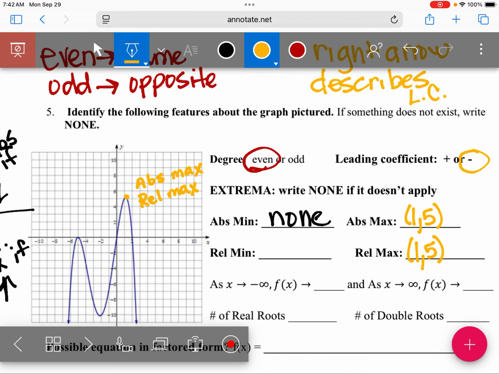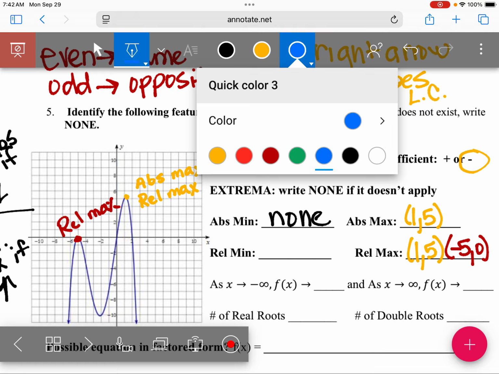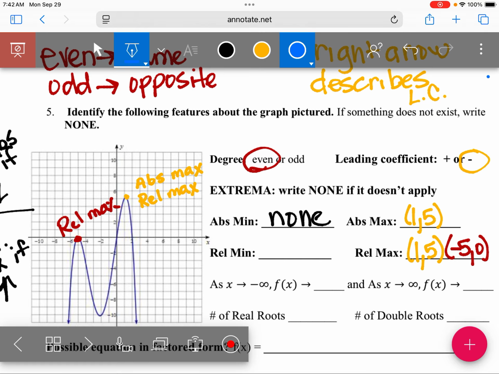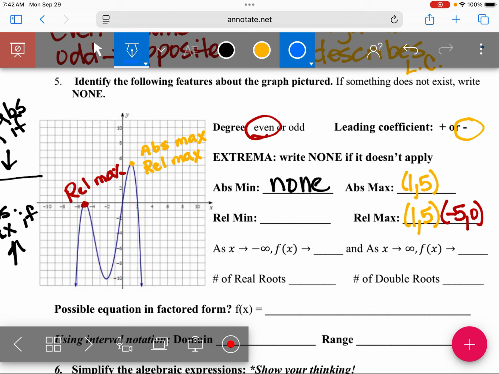Okay, so then do we have another hilltop anywhere on this graph? Who says yes? Yep, there is another one. Good job. And that would be here. Now, that's not the highest, so it's just going to be a relative max. So that looks like that's about -50. So we would only put that in one spot. And then lastly, your relative min is where there's a dip in the graph. So that's about here. And I'm going to round that to -2, -10.